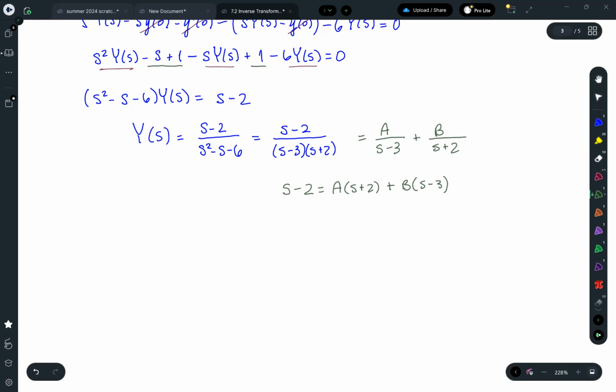And now I'm going to show you a little trick. You may have seen this in Calc 2. You might not have, so pay attention.